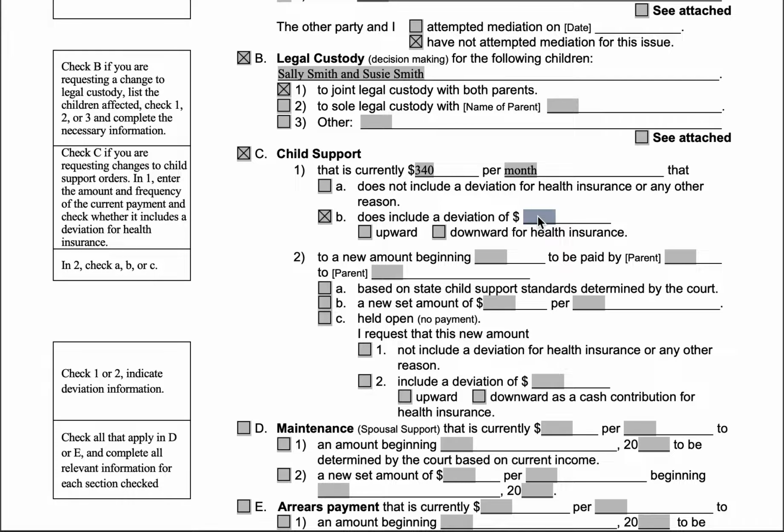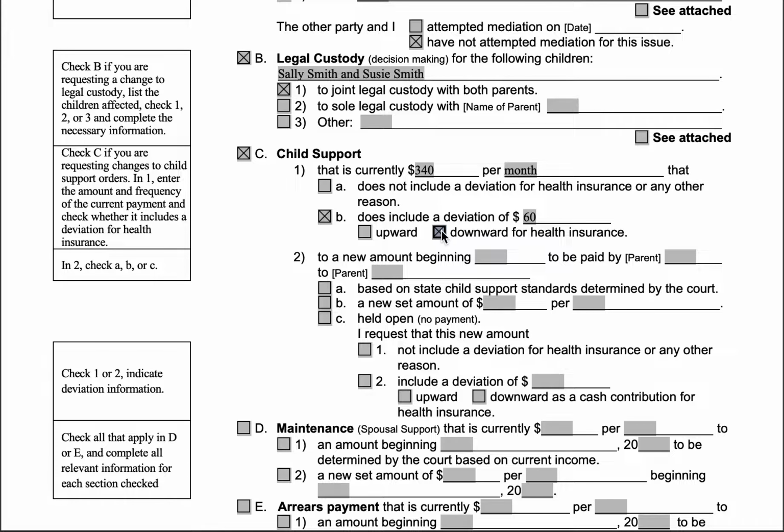So here, for example, let's say when they were in court, the court calculated that under the state standard number, John would pay $400 per month, but they said because he was paying for health insurance, he only had to pay $340. We would check here, we would say they deviated by $60 downward. So it was $60 less than the amount the court said.